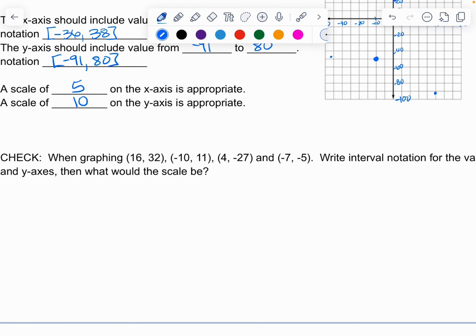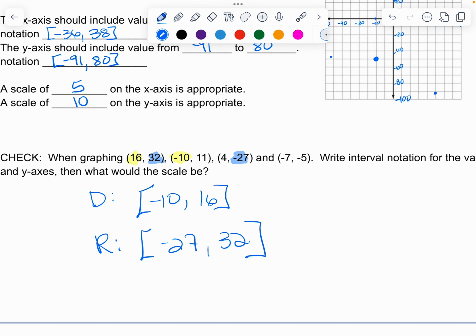So when graphing this, what would our interval notation be for our domain and range? Our lowest number is here. Our highest number is here. So for domain, our interval notation would be negative 10 to 16. Our range, let's go over and look at our range. The lowest number is negative 27. The highest number is 32.